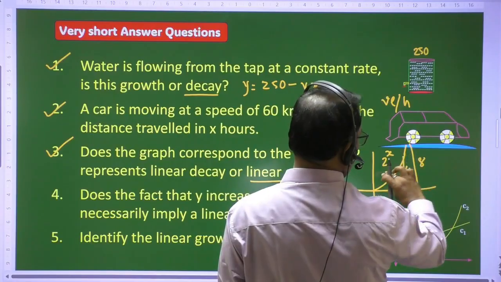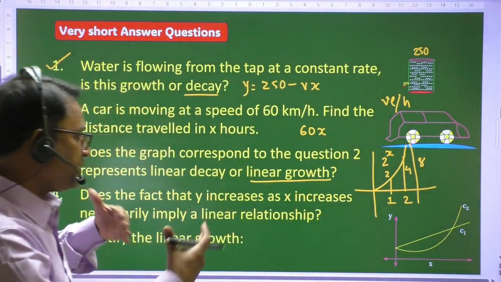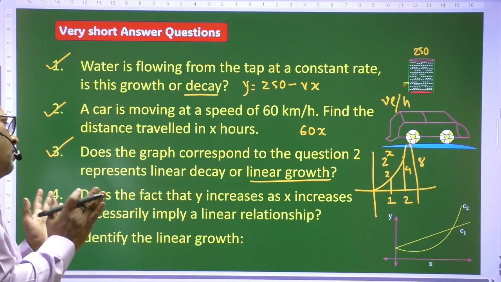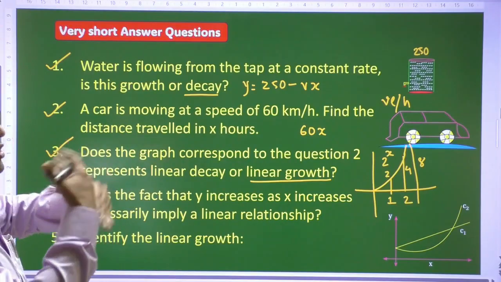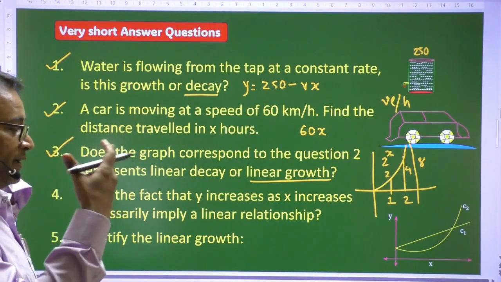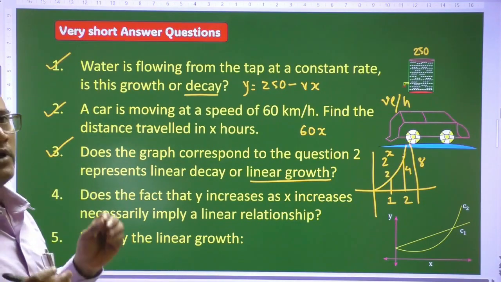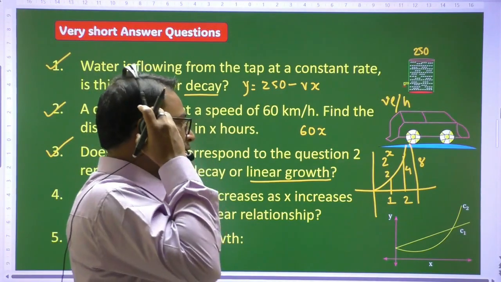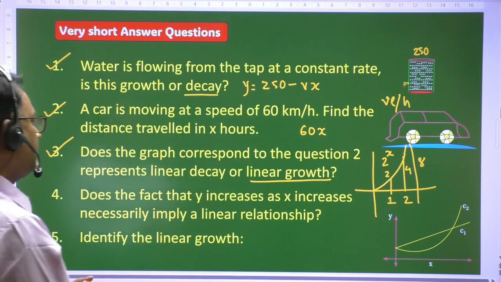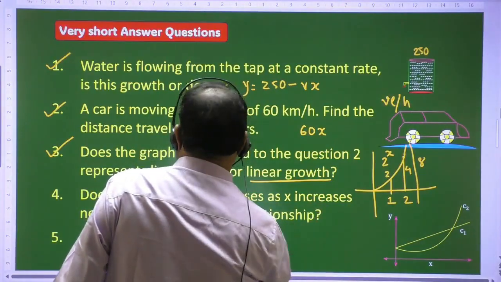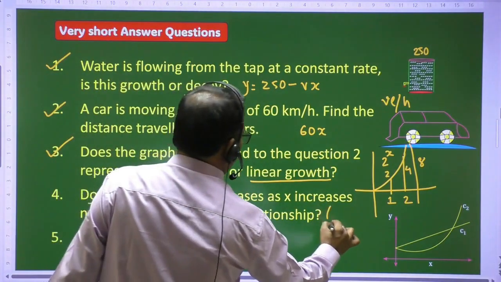So now the first difference is 2, the second difference is 4. That means the change in the y variable is not the same for the same change in the x variable. That's why the same increment along the x-axis does not necessarily imply a linear relationship. So does it imply? Answer is no.